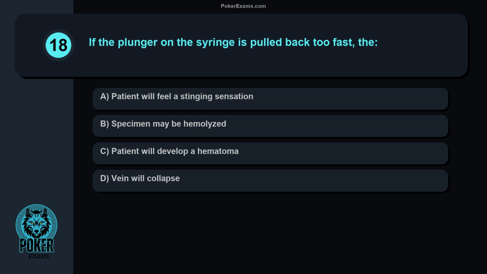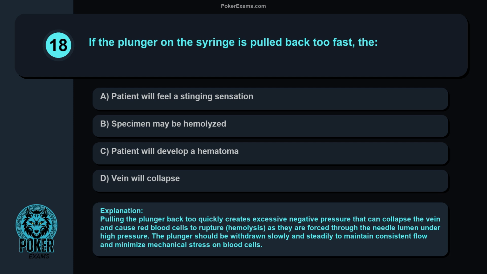Question 18. If the plunger on the syringe is pulled back too fast, the patient will feel a stinging sensation. Specimen may be hemolyzed. Patient will develop a hematoma. Vein will collapse. Pulling the plunger back too quickly creates excessive negative pressure that can collapse the vein and cause red blood cells to rupture, hemolysis, as they are forced through the needle lumen under high pressure. The plunger should be withdrawn slowly and steadily to maintain consistent flow and minimize mechanical stress on blood cells.